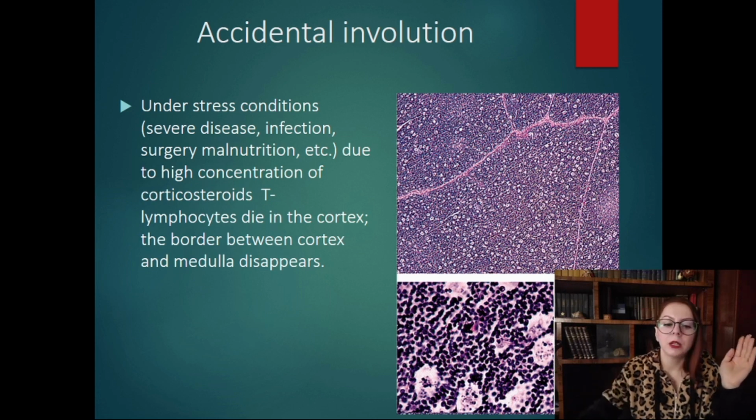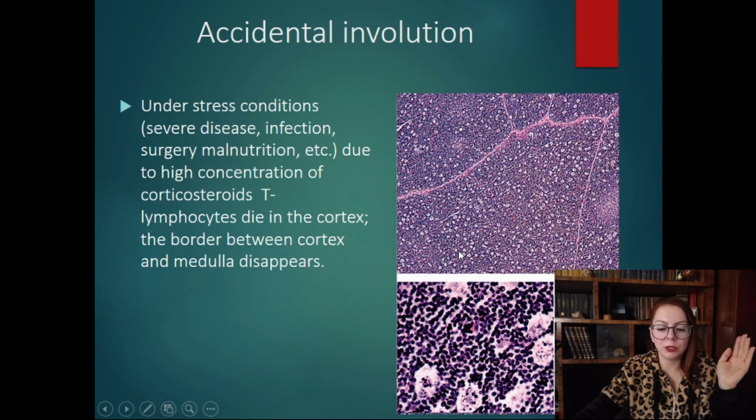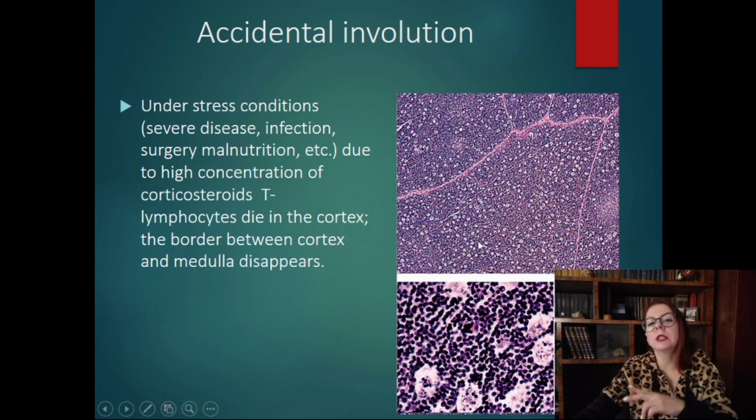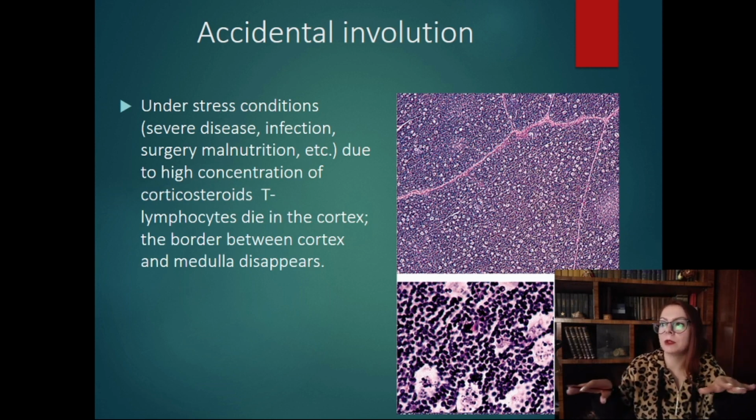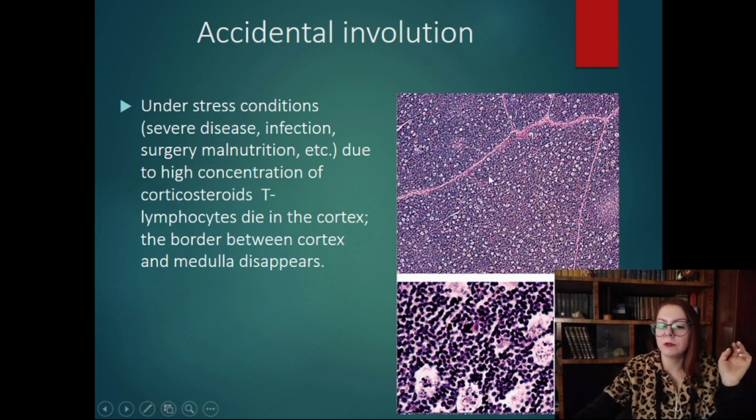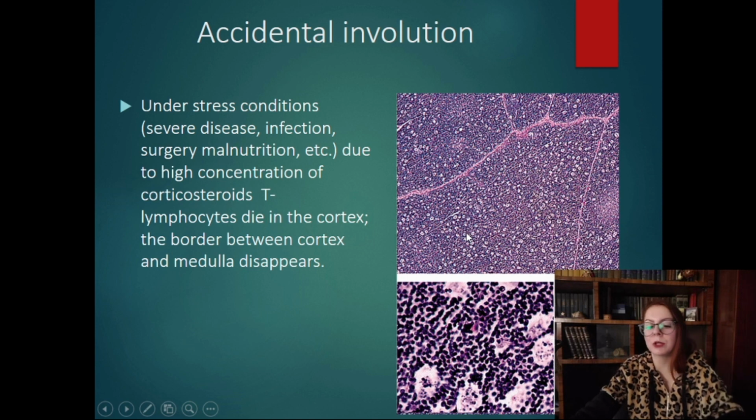As a result, there is no difference between the cortex and medulla in our thymus. As you can see, almost the same cortex and medulla, the same color. That's how we can distinguish accidental involution from age involution. In case of age involution, thymic globules will be replaced with adipose tissue, while in case of accidental involution, there will be no border between the cortex and medulla due to massive destruction of T cells inside the thymus in response to stress conditions.